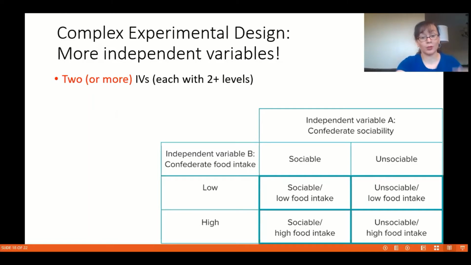And again, we can have more. We can have 3, we can have 4. In most of the examples that we'll talk about, probably all of the examples we'll talk about, we're going to keep this to 2 independent variables with at least 2 levels.